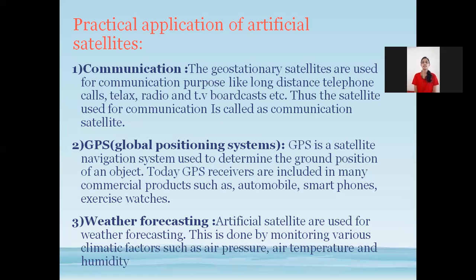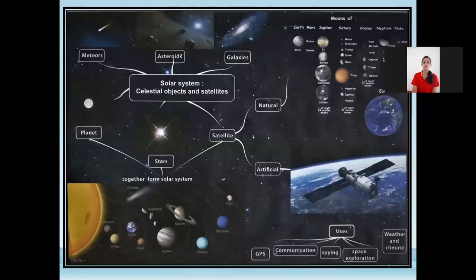So in this session, we have seen our solar system, celestial objects and satellites. What are celestial objects? Objects which are outside the Earth's atmosphere like meteors, asteroids, galaxies, planets, stars and satellites. Then comes our solar system. Our solar system has one shining star called the Sun and eight other planets revolving around the Sun with their moons. Again, the moon is a satellite.